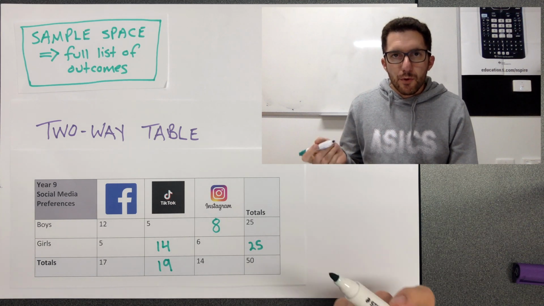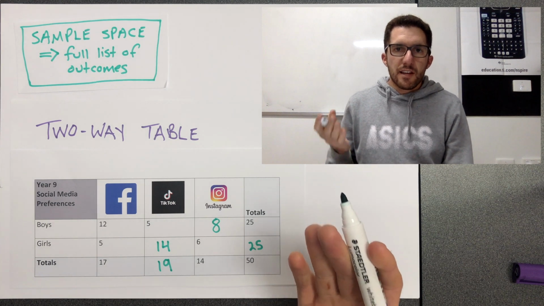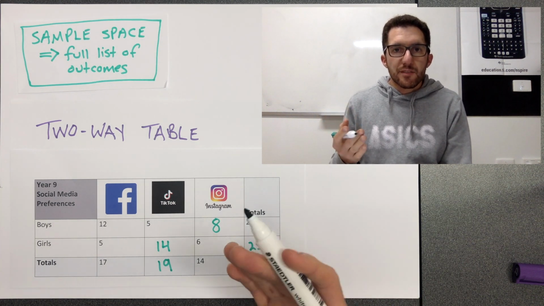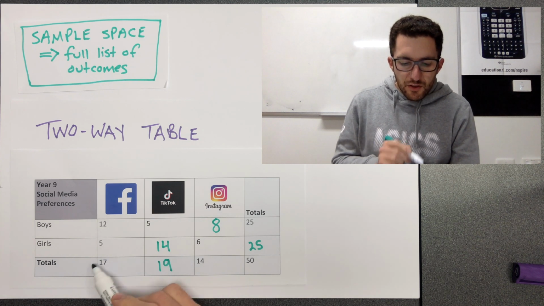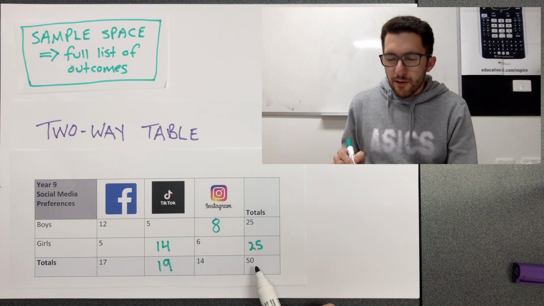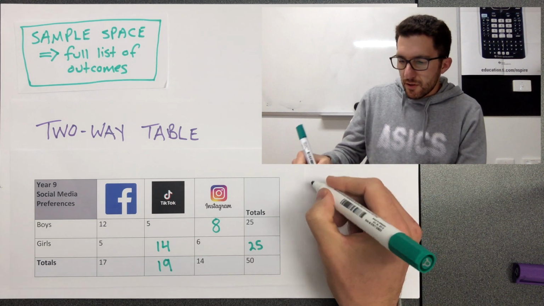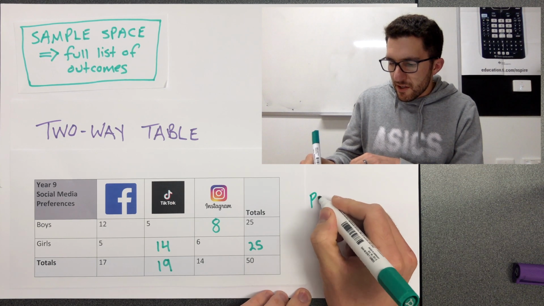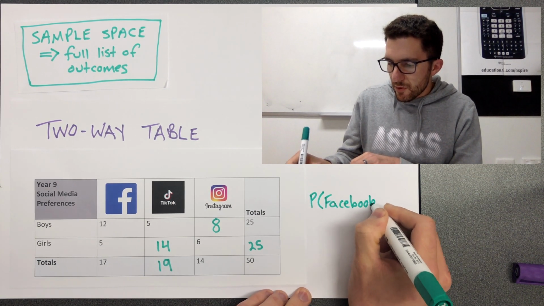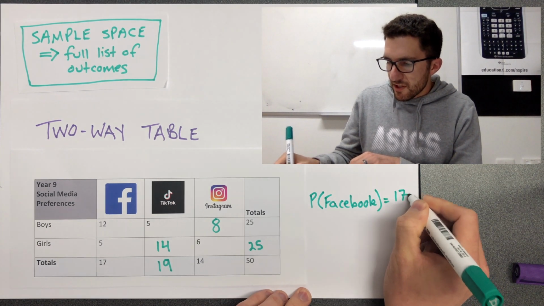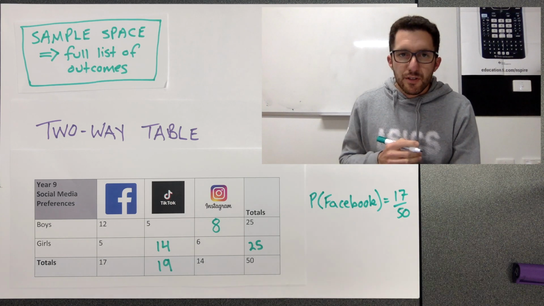If, for example, we were to take a student at random, pick a student's name out of the hat, what are the chances that that student prefers to use Facebook over the other social media accounts? Well, there were 17 students who preferred to use Facebook out of a total of 50. So the probability of a student preferring Facebook equals 17 over 50. And we just leave our answer like that as a fraction.